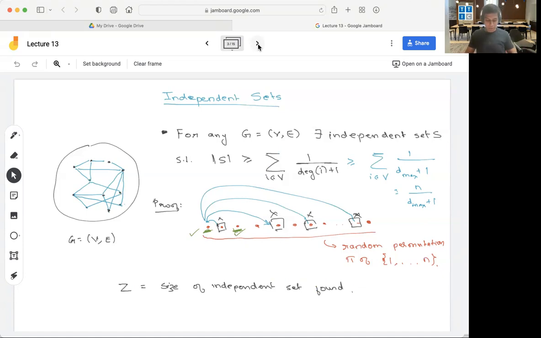I will claim that the expectation of Z is at least whatever we have here. So in particular, there exists an independent set of this size. Okay, is the strategy clear? I still need to prove to you that the expectation of Z is whatever I claimed. And by the way, I guess we've been assuming throughout that the graph has n vertices.